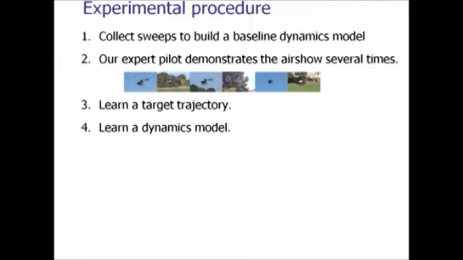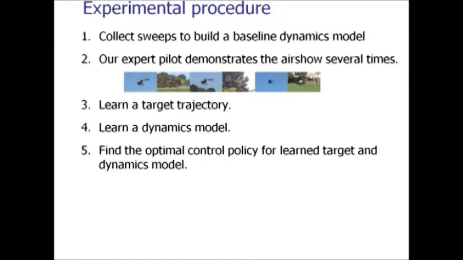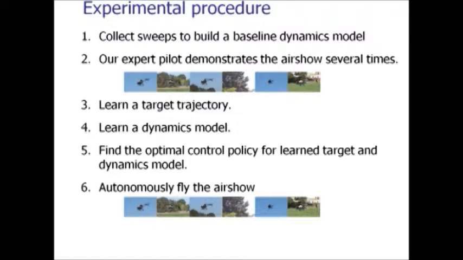And this is the local dynamics model, right? This isn't the baseline now. This is the per-trajectory dynamics model. And then we find the optimal control policy for the learned target dynamics model. This is essentially the RHJDP controller. And then we fly the airshow. And this process, sorry, I'll get to that in a second.